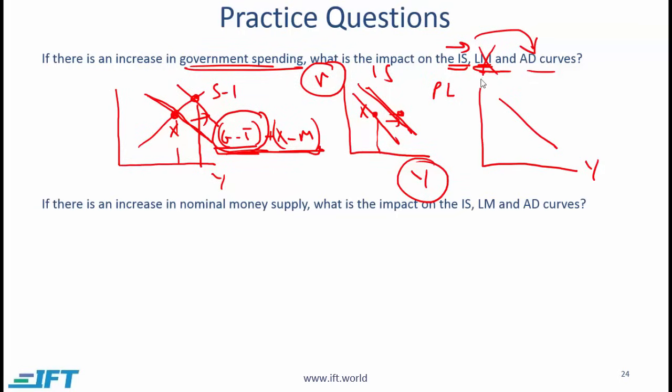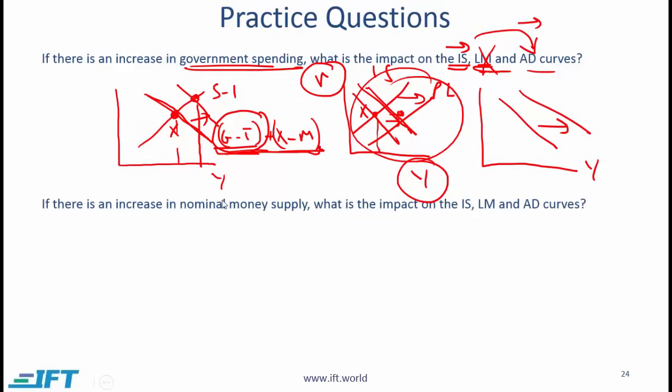And if you think about the derivation of the aggregate demand curve, what we did was we took the IS and then we had an LM curve, and we said what happens when the price level goes down. So if the IS is shifting to the right, you can see from this derivation that the aggregate demand curve will also shift to the right. So that is the answer over here. When there is an increase in government spending, the IS shifts to the right, the aggregate demand shifts to the right. The LM curve, however, does not shift.